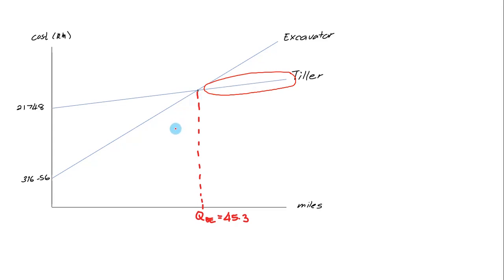But if the number of miles that you're going to work for is less than the break-even quantity, you're going to choose the excavator because it has lower total cost below the break-even quantity, which also means that the excavator has higher variable cost. Okay, that's all for this video.